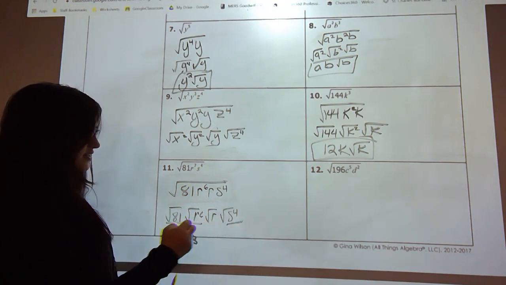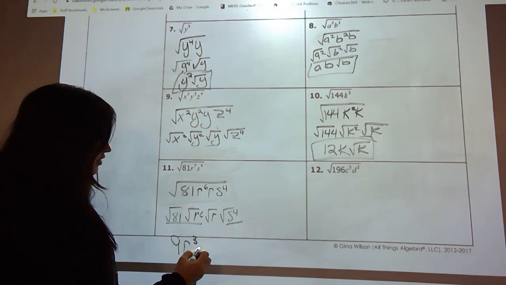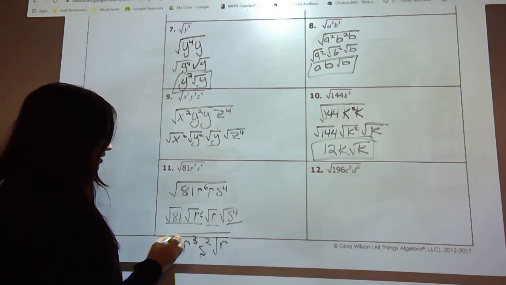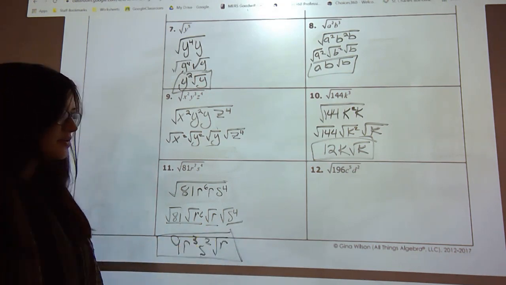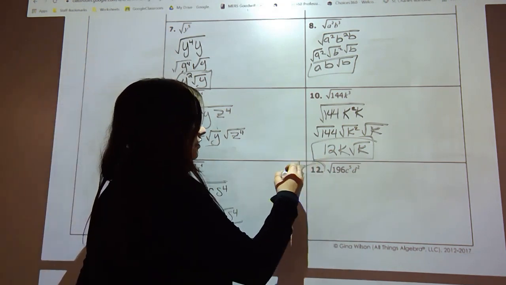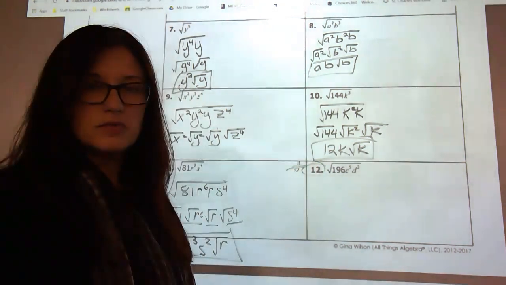I'm going to go ahead and write this one next. The square root of S to the 4th is S squared. And then I'm going to save this imperfect guy for the end. We stick them at the end. Okay, I'm going to leave number 12 for you guys to do.